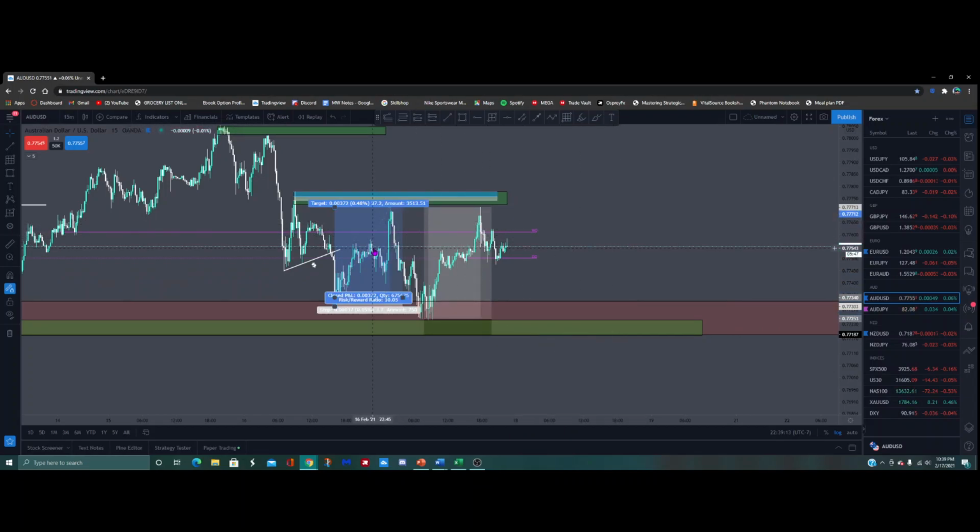And then this one was about 10.05R in total. I did close a little bit early, but I left a little bit running to grab a little bit more profit on these.